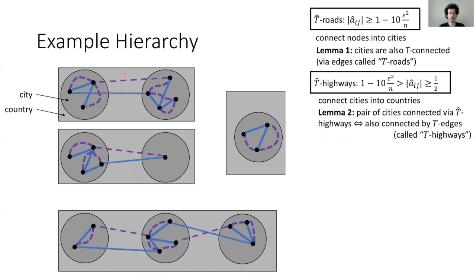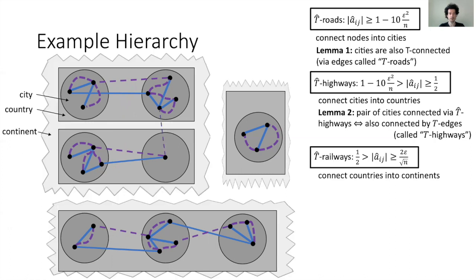So T hat highways are parallel to T highways as shown in the figure. In the next layer of our hierarchy, we have T hat railways, which connect countries into continents. In the figure, we have a single T hat railway shown with a dashed purple line that is less thick than both T hat highways and T hat roads.